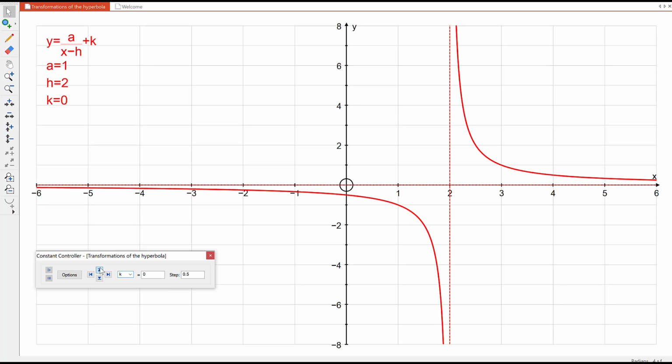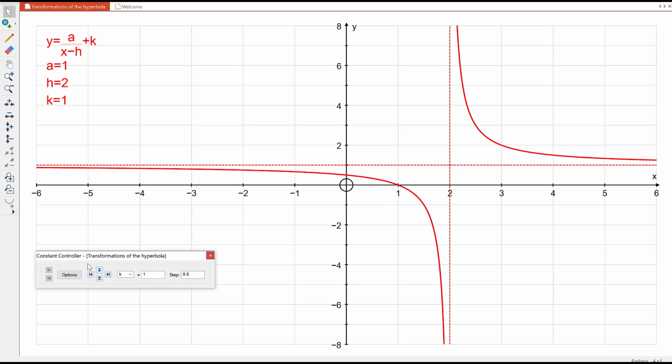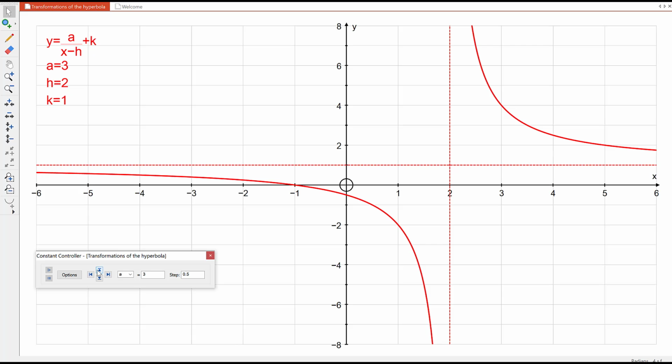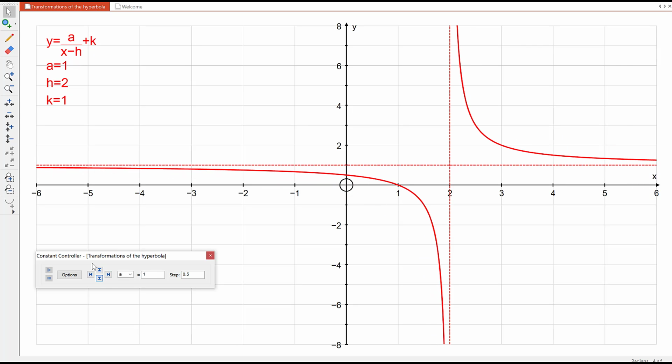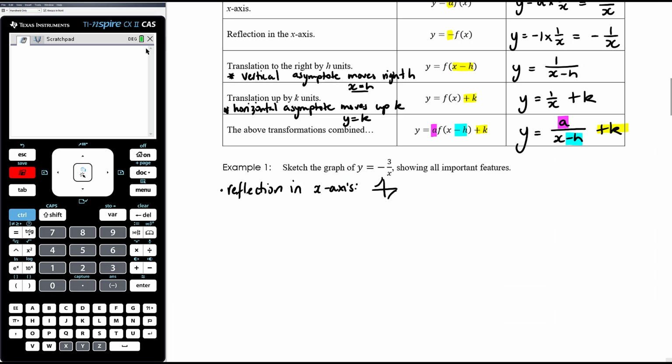We go to the right by 2. We can go up by 1. And we can also add in a bit of a dilation. And we can draw our hyperbola. So we want to be able to think about those combinations of transformations. Let's just go back to the notes and the example.